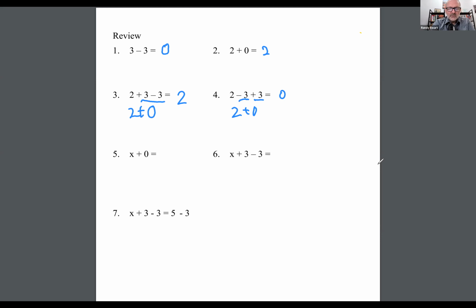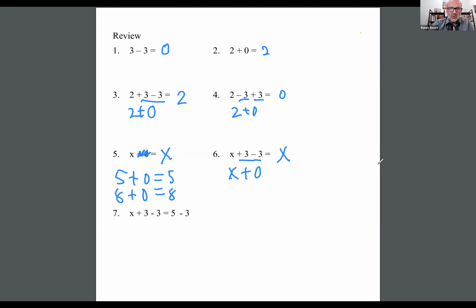Well, the same thing happens with x. Just like 2 plus 0 is 2, x plus 0 is x. 5 plus 0 is 5. 8 plus 0 is 8. The 0 just disappears. And what are you left with? x. Now we can see how this looks in a more equation-looking thing. We have x plus 3 minus 3. 3 minus 3 is 0. And now you get x plus 0. The 3's disappeared, and all you're left with is x.